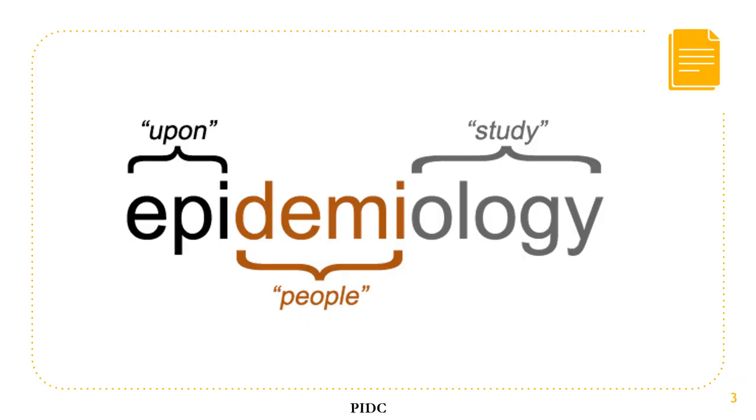Epidemiology. If you divide the word epidemiology into parts, you can get three parts. The first part is epi, which means upon. The second part is demo, which means people. Then the last part, logy, which means study. So epidemiology is nothing but upon people study. Yes, it's upon people study.